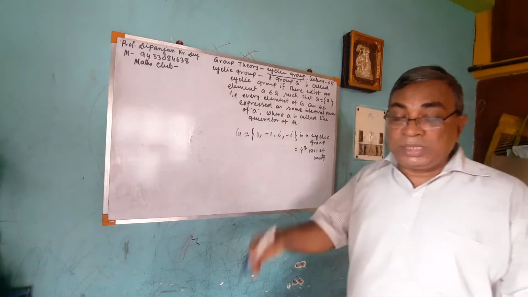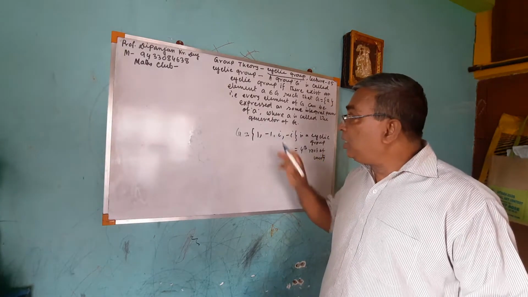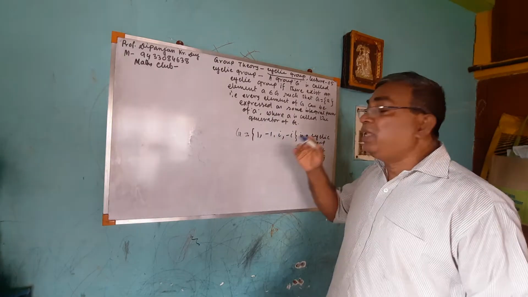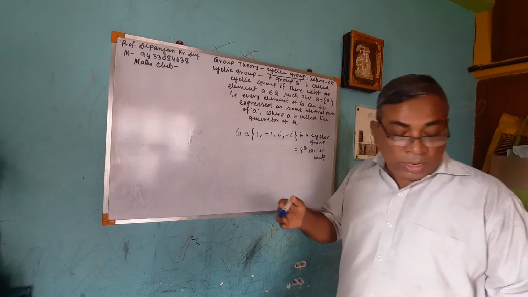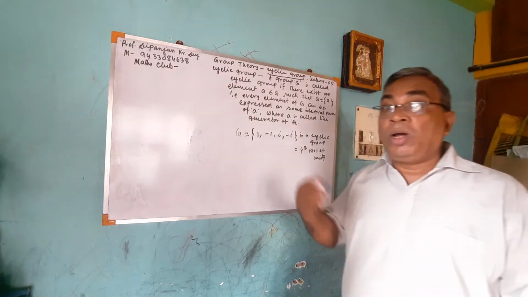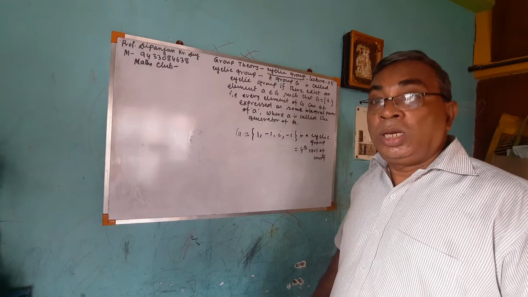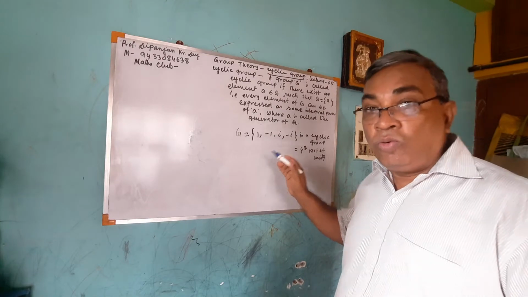Now, how to prove this is a cyclic group? First you have to find an element in G, that is A. You have to find the element A, that is the generator. Then A to the power 1, A to the power 2, A to the power 3, A to the power 4 also belong to G. Then we can say this is a cyclic group.